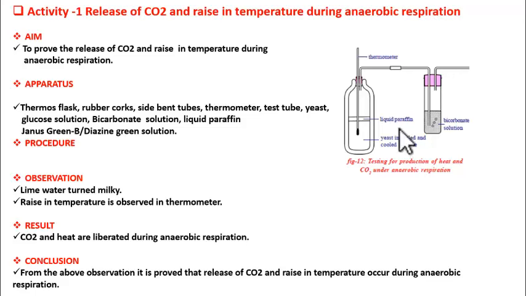So for this we need a thermos flask. This is the thermos flask, rubber corks. These pink ones are the rubber corks, side bent tubes. This one and this one, thermometer. It is here. Test tube, this one, yeast taken into this thermos flask, glucose solution, again bicarbonate solution into this test tube, liquid paraffin, it is poured over here, Janus green B or diazine green solution.